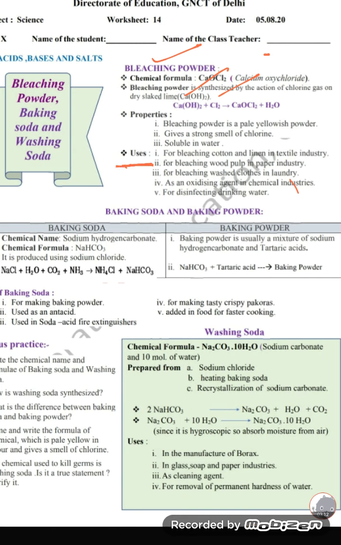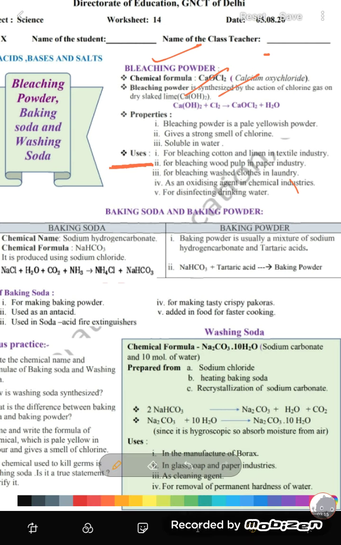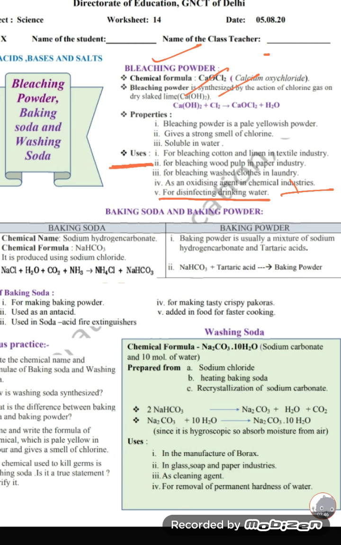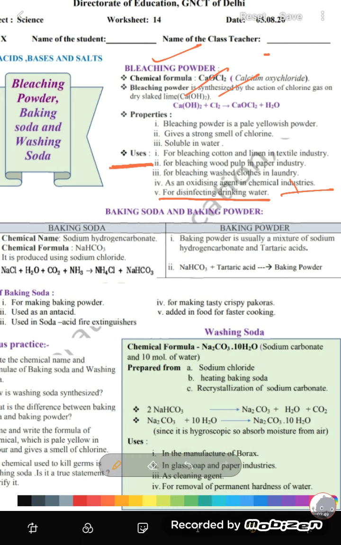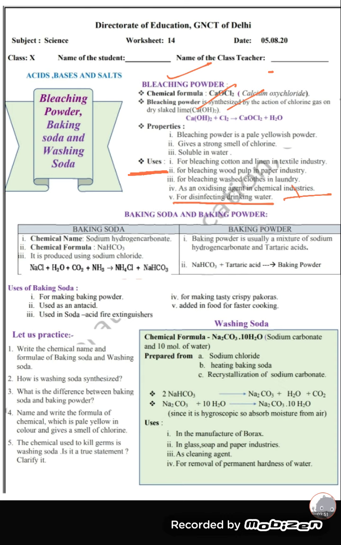Now we will study the uses of bleaching powder. It is used for bleaching cotton and linen in the textile industry, for bleaching wood pulp in the paper industry, for bleaching washed clothes in laundry, as an oxidizing agent in the chemical industry, and for disinfecting drinking water, right? So this is all about your bleaching powder.